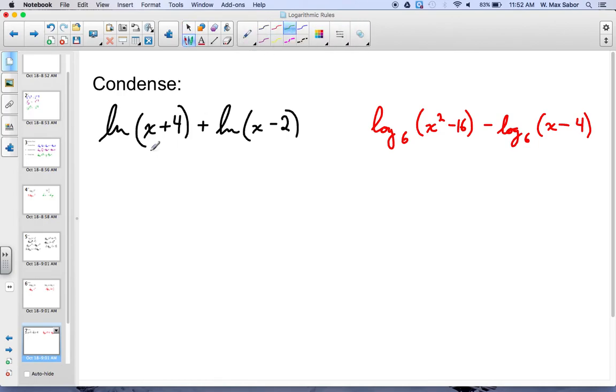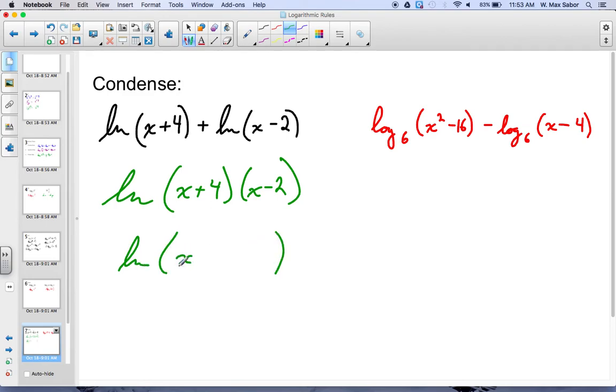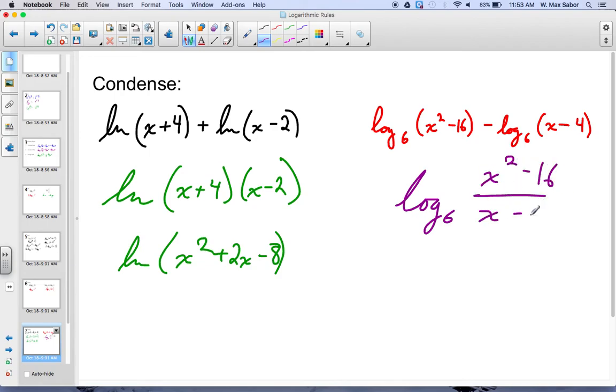When we have these, well, they're added outside, which is the same thing as multiplying inside. So this is x plus 4 times x minus 2. And you could either leave it like this or say that this is the natural log of x squared plus 2x minus 8. So this is a way to condense these. We're adding outside, so we're multiplying inside. Same thing here. When we are subtracting outside, we're dividing inside. So x squared minus 16 over x minus 4.